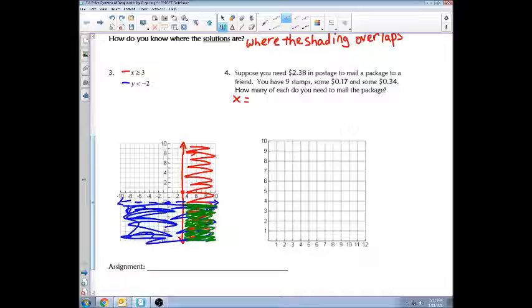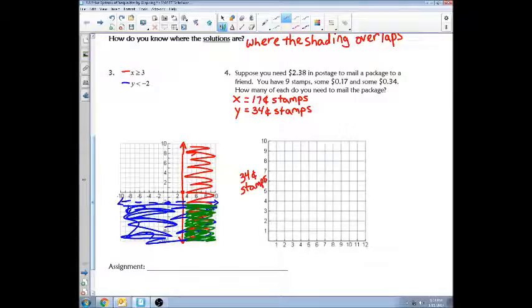So first we need to make our variables. Well, we're going to make x our 17-cent stamps, and we'll make our y our 34-cent stamps. Now that I know what my variables are, I need to label my graph. So the y, which is our vertical axis, is my 34-cent stamps.